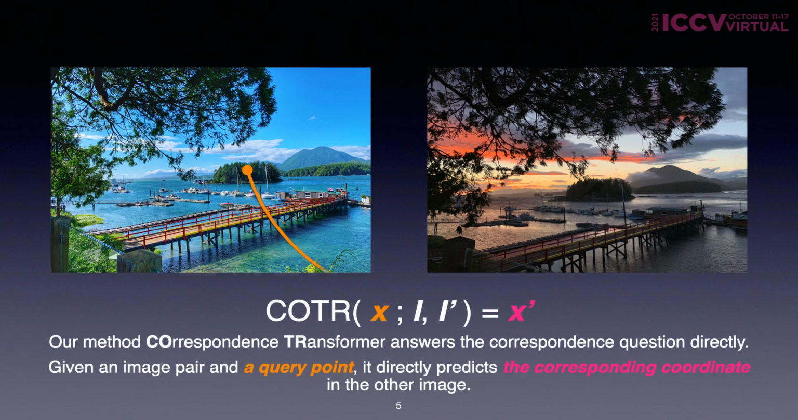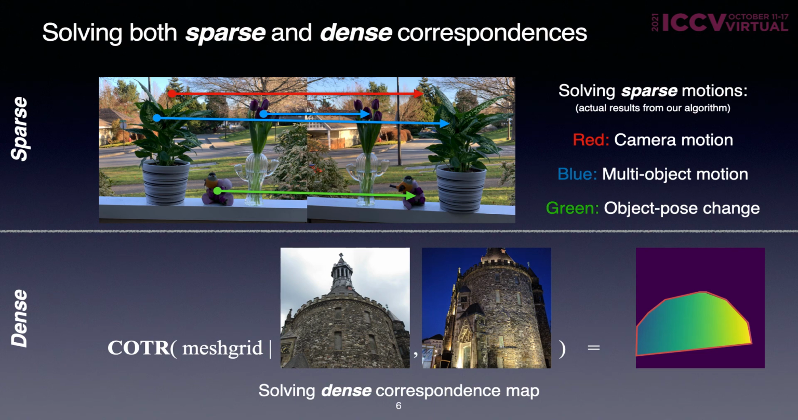We present COTR, which answers the correspondence problem directly. Given an image pair and a query point, it directly predicts the corresponding coordinate in the other image. COTR can solve multiple motions, including camera motion as shown in red, multi-object motion as shown in blue, and object pose change as shown in green.